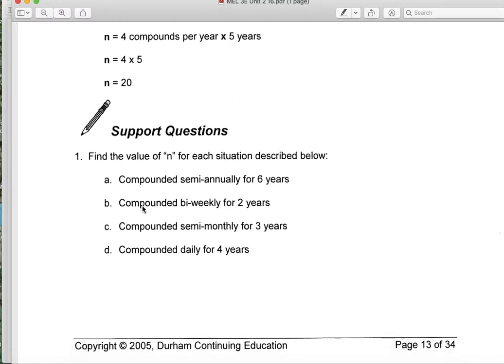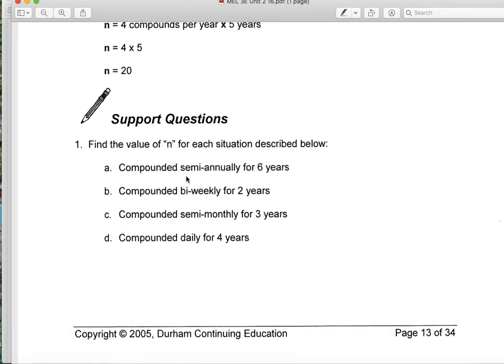So you can practice these support questions. You can pause it, use the words, multiply it by the number of years. That's going to give you your N value.